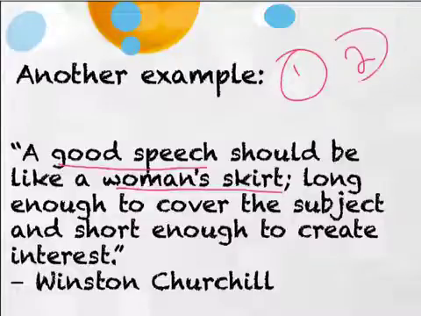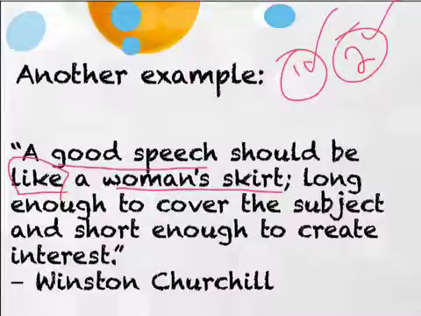Rule number 2. It usually uses a simile or a metaphor. A good speech should be like, so it's comparing two things using like, that's a simile, a woman's skirt. Check, check. Now number 3.